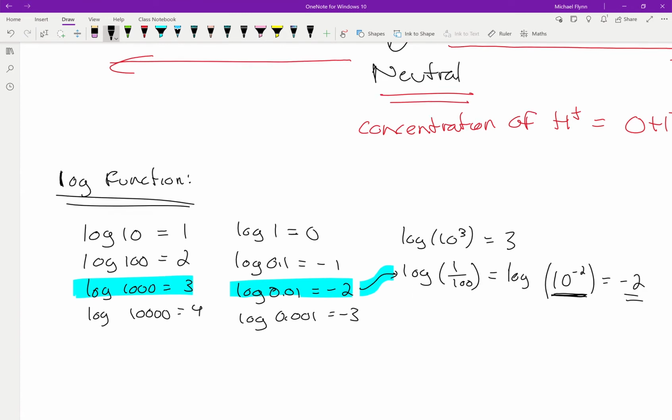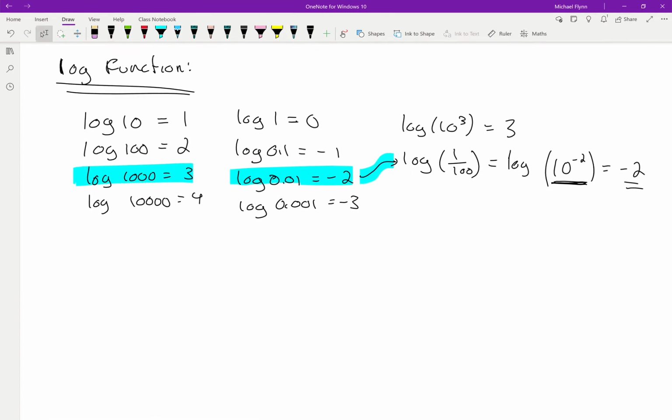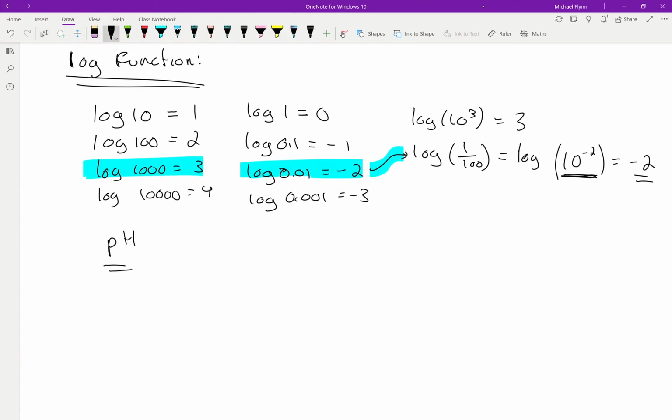Now, the pH function. P stands for parts, so parts of hydrogen. Remember, what makes an acid is hydrogen ions in solution. So if I told you that the concentration of hydrogen ions, and we use the square brackets to mean concentration, okay, if I told you that it was equal to 10 to the negative 1, okay?